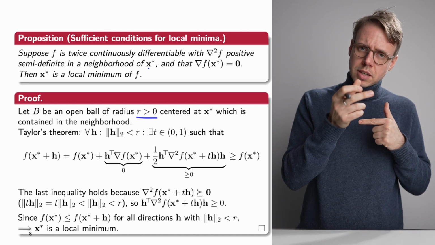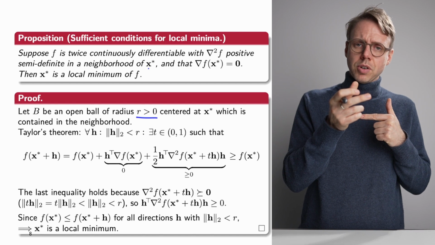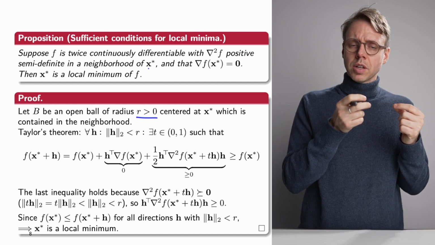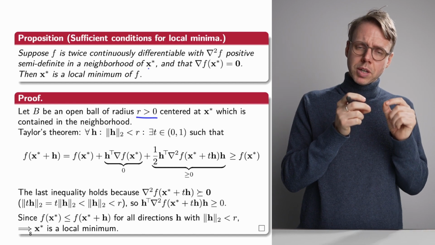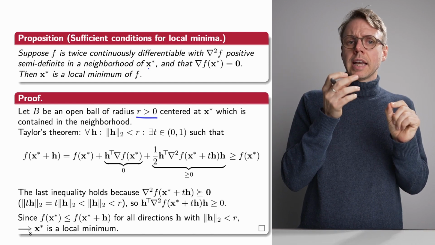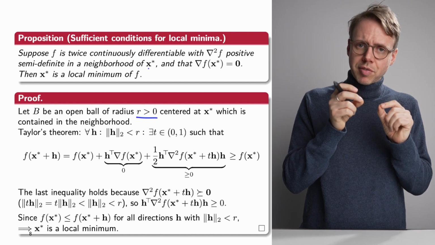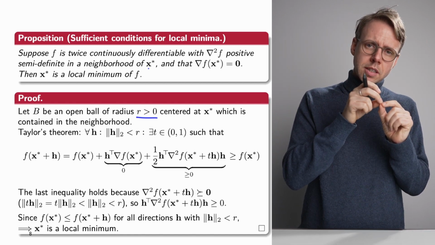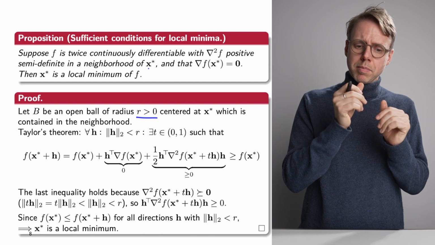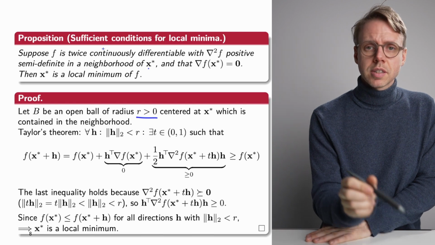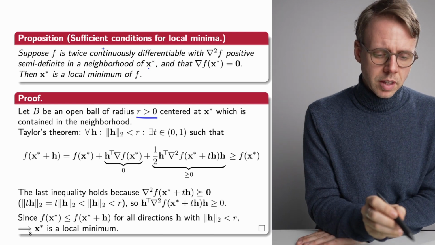However, we cannot from these first order conditions say the reverse. So say we have a point where the gradient is 0 and the Hessian is positive semi-definite. That alone is not yet enough to say that the point is a local minimum. So the goal of the sufficient conditions is to take this reverse.